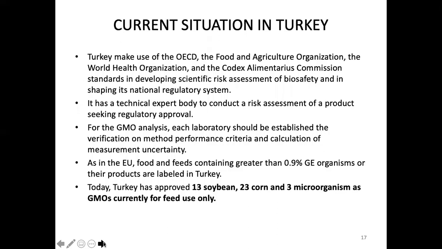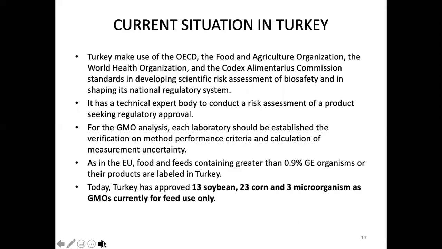Okay, but what is the current situation in Turkey? Turkey makes use of international organization standards such as OECD or FAO in developing scientific risk assessment of biosafety and in shaping its national regulatory system. And it has a technical expert body to conduct risk assessment of a product seeking regulatory approval.